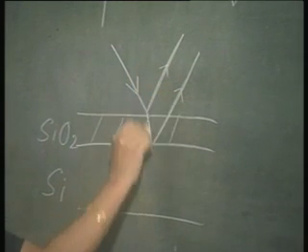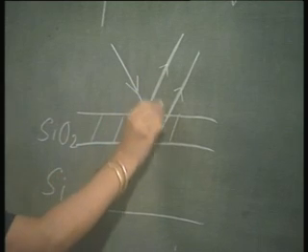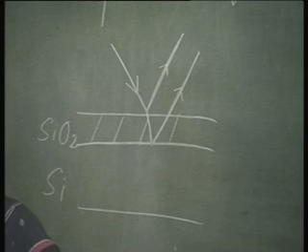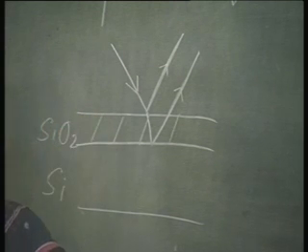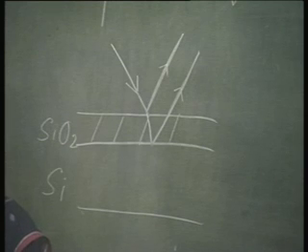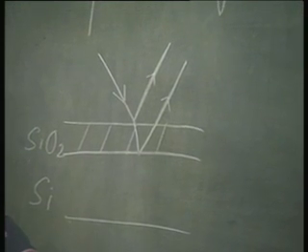And the difference in the path traversed by these two reflected beams will be dependent both on the thickness of the film as well as its refractive index. So, by measuring this path difference and phase difference, one will have information both about the thickness as well as the refractive index of the film.